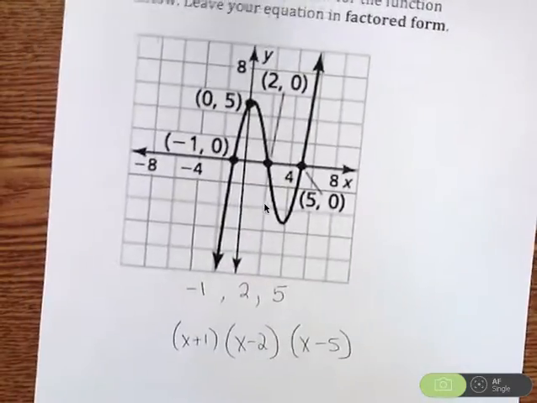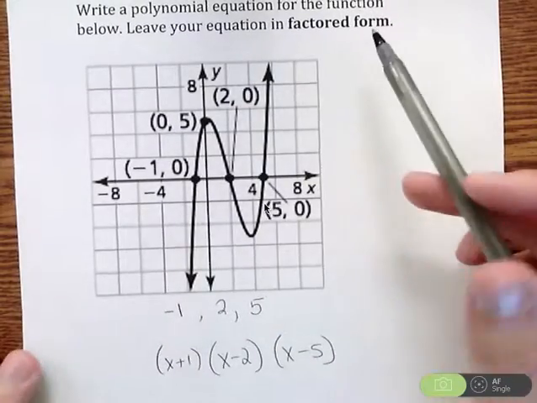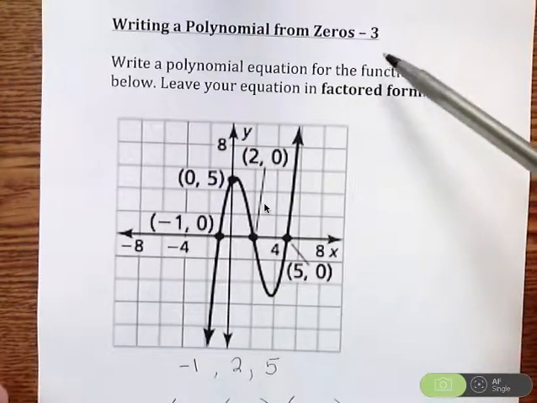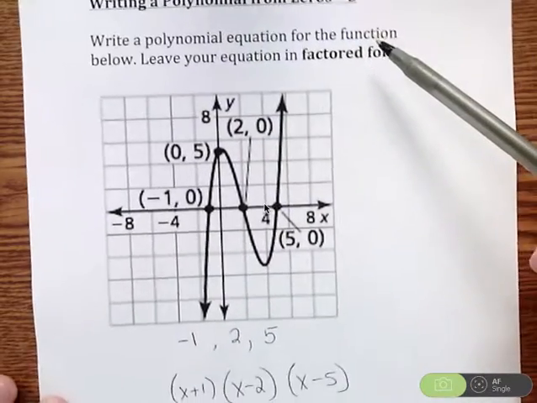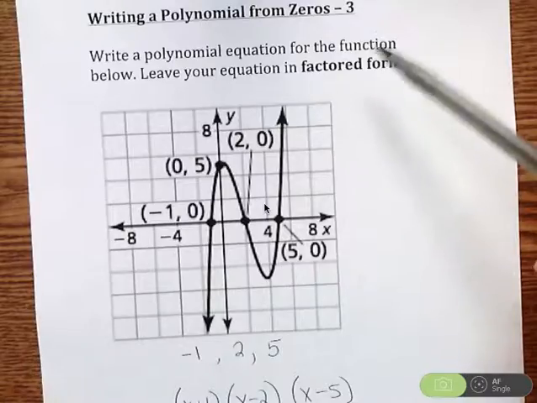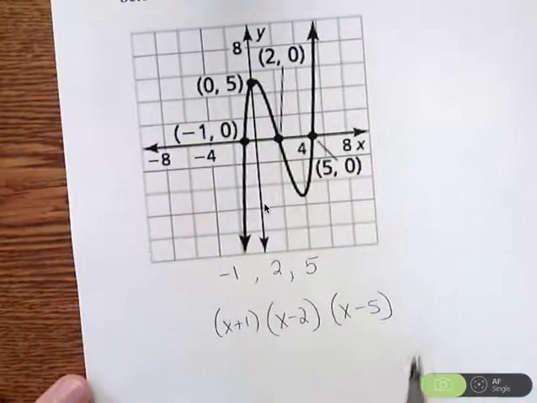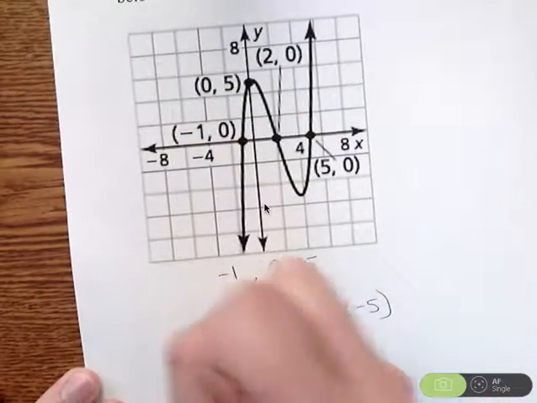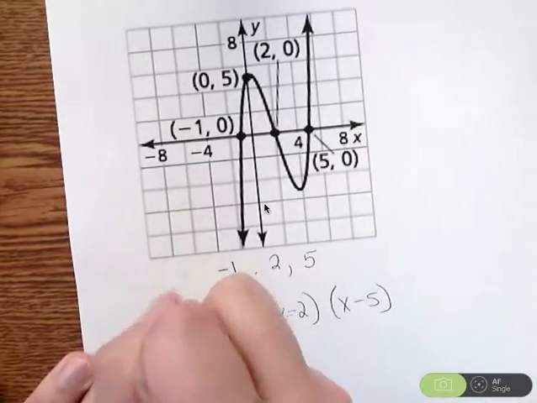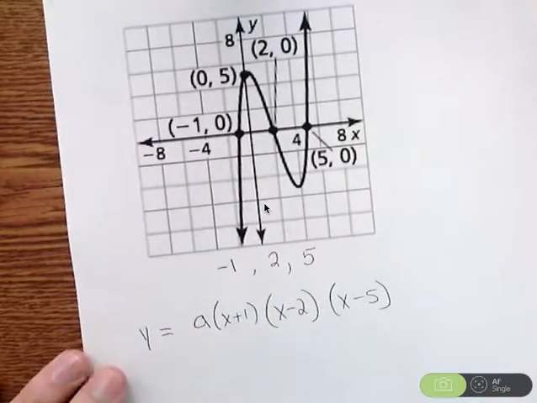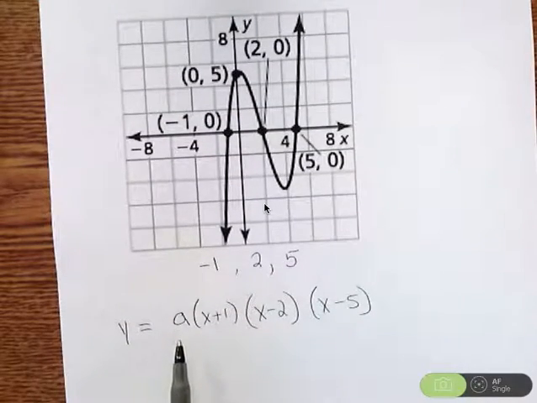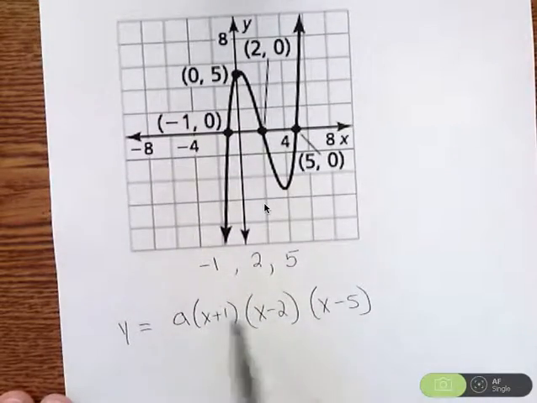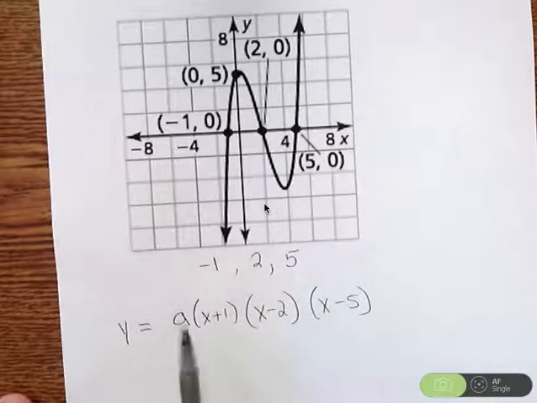Now, what's going on with these problems when they want it in factored form? In my previous 2 videos on writing polynomials from zeros, our a value was 1. In this one, we're going to have an a value that is not going to be 1. So remember back to all of our transformations on functions, we always had y equals, and you always had the a out front. So we have y, we have x, we have all these zeros. What we need to do is figure out what a is.